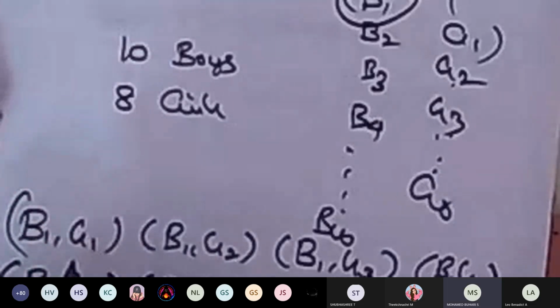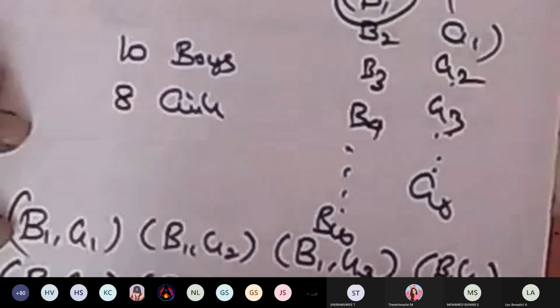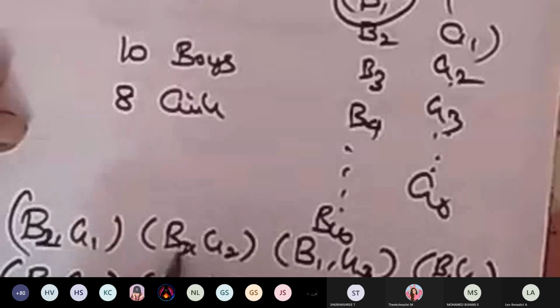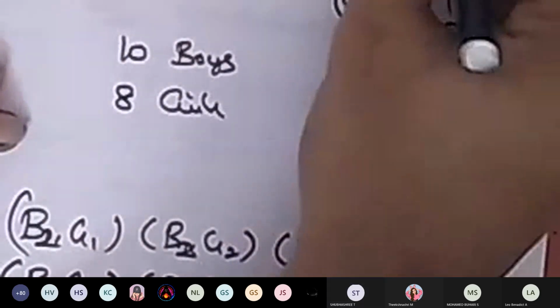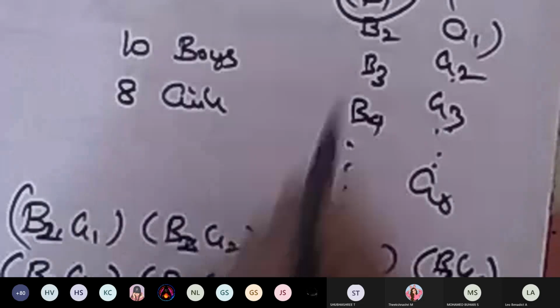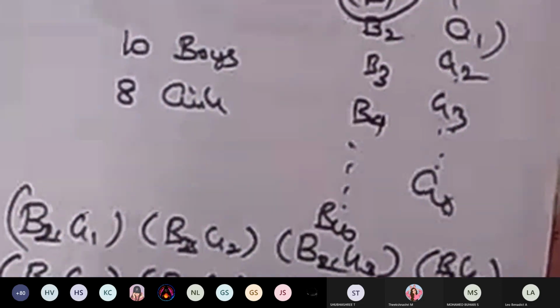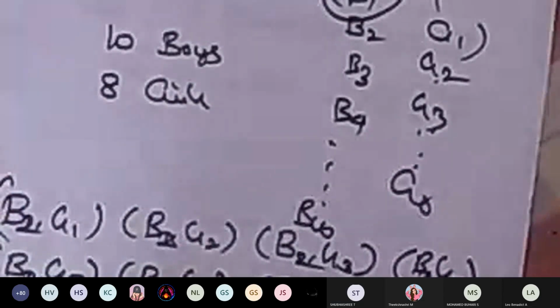So 80, sir. Yeah, correct. How many combinations are possible? See, boy 1 has 8 combinations. If you take boy 2, the same thing: second boy, 8 combinations. Third boy, another 8 combinations. Fourth boy, 8. Fifth boy, 8. Totally there are 10 boys, and each will have 8 combinations. So totally 10 into 8, 80. So 80 is the right answer. 80 different combinations are there.